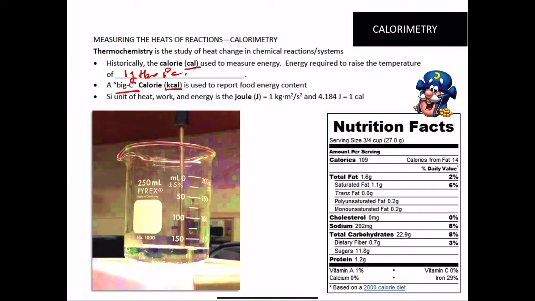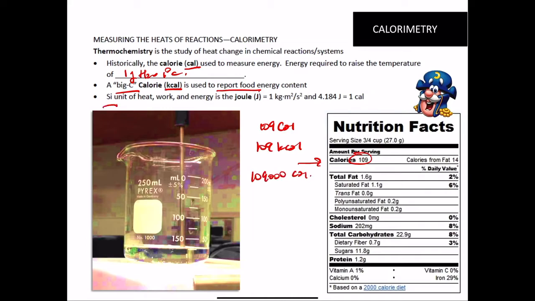Big C Calories are also called kilocalories. They're 1,000 little calories, and these are what we use to report food energy. So in my Captain Crunch, how many calories do I have? 109. So that's 109 big calories, or 109 kilocalories, or 109,000 little calories.